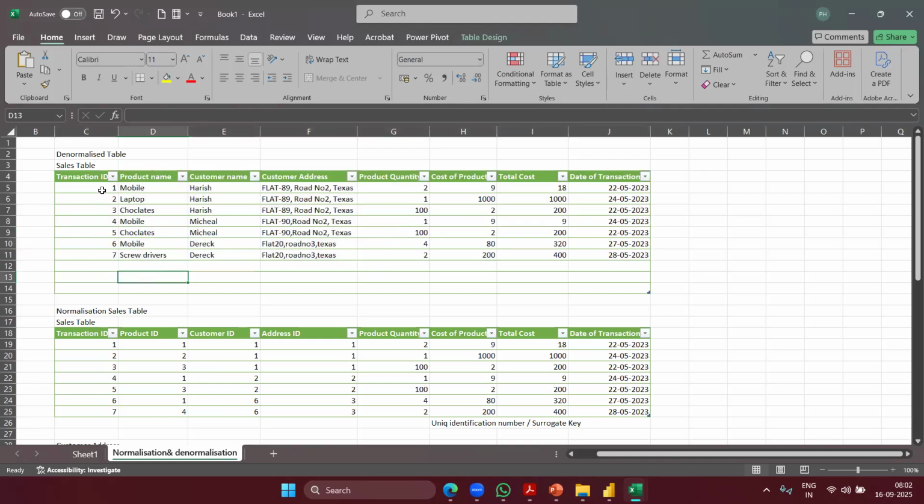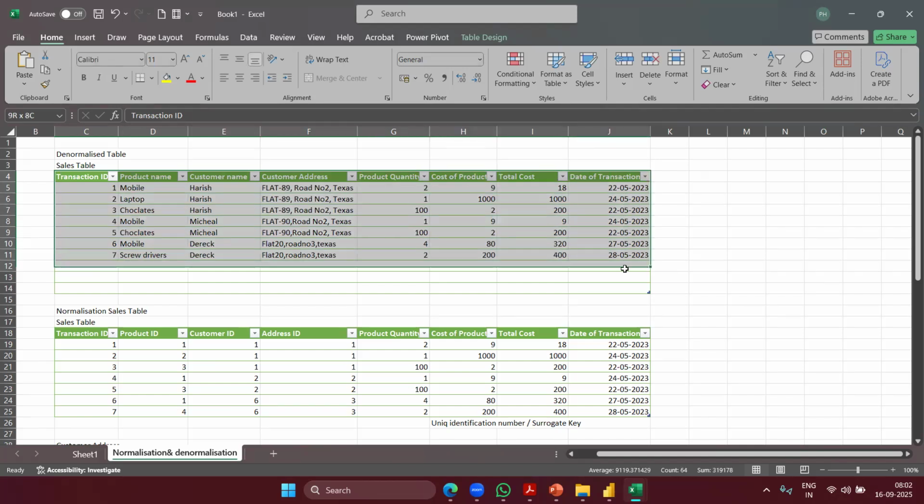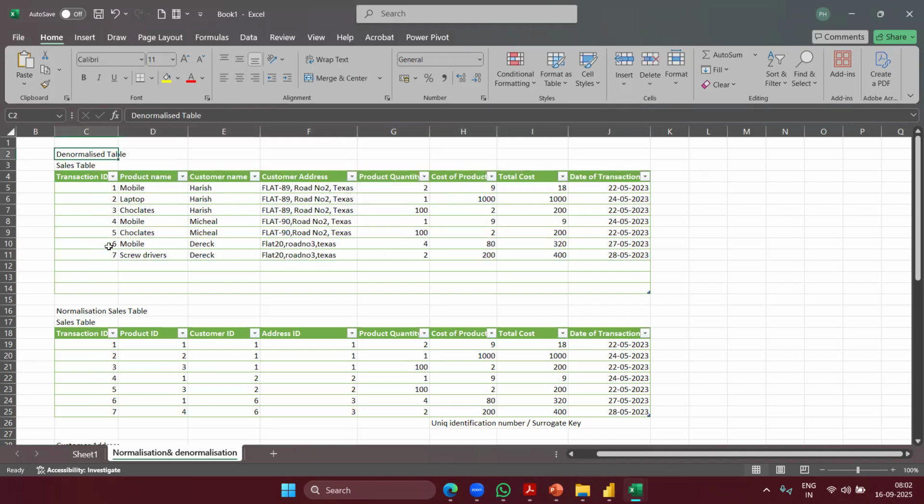And if you see, for each and every transaction, detailed information is there. What is the product name? What is the customer name, their address, quantity, and all those things. This is called a denormalized table. What it means by denormalized table is, within a single table, if you are capturing as much information as possible, then we call it denormalized.